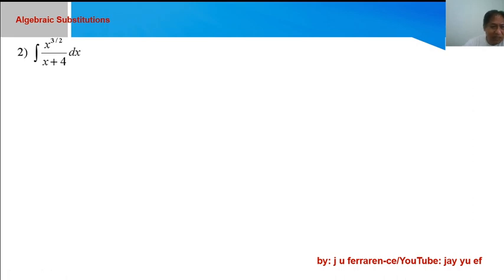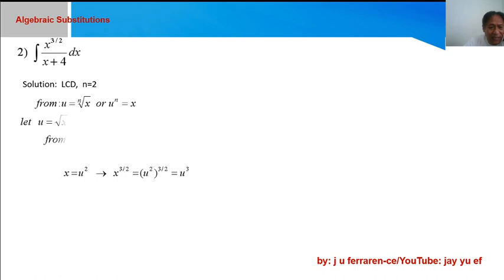So, what's the LCD between 2 and 1? So, simply, we can have it as 2. So, your n is equal to 2, which is the LCD. That means, if we have to look for a substitute, we can let our u be equal to the nth root of x, or our u raised to power n is equal to x. Now, referring to our given, if our LCD is 2, then we can let our u be equal to the square root of x.